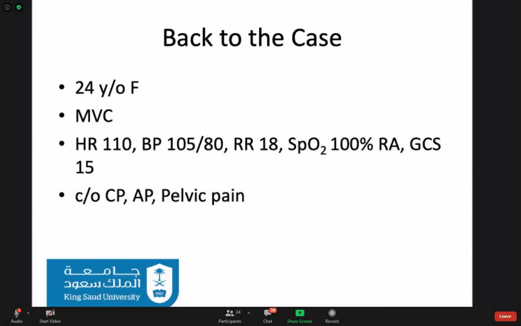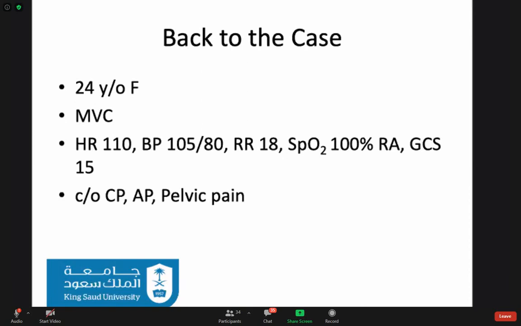So according to ATLS guidelines, you give no more than 1 liter of fluids. So we can start the fluids now. You can give a bolus of fluids and continue. Okay, you went to D. Her GCS is 15. Pupils are equal. You've secured D. You went to E.